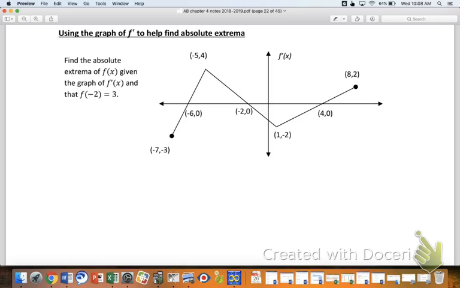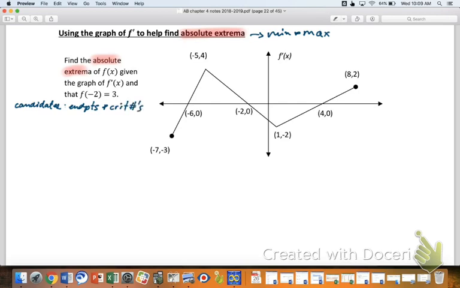Make sense? Okay, cool. So the title here is Using the Graph of f prime to Help Find Absolute Extrema. And this, of course, is a pretty old term, right? It's been a little while since we looked at this. So let's talk about absolute extrema. Of course, absolute extrema means min and max. What are your candidates for absolute extrema? Endpoints and critical numbers. Yep, there you go. So candidates are endpoints and critical numbers.